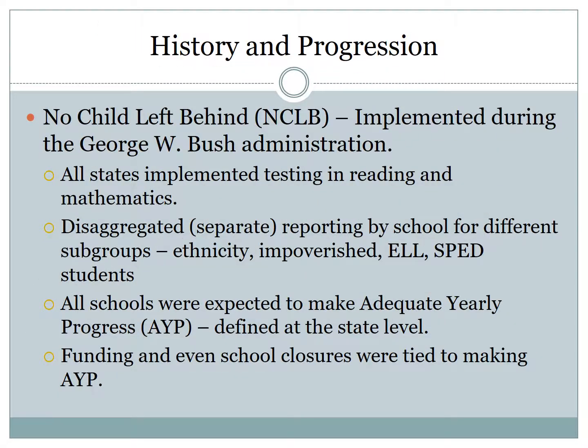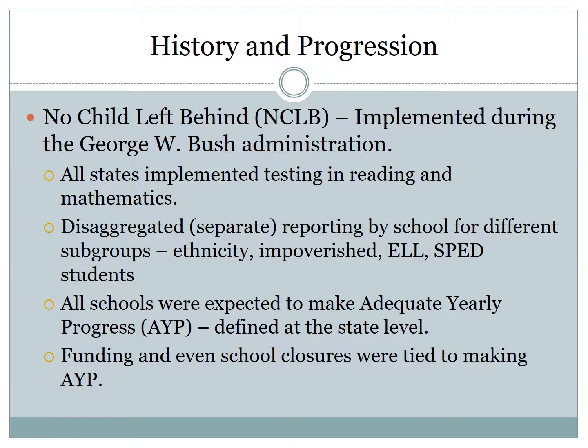Let's take a brief look at a history and progression of testing in the United States. Testing really came in big time with the provision of the No Child Left Behind law, which was implemented during the George W. Bush administration in the early 2000s. At that time, all states started to implement testing in reading and math, and the law allowed for disaggregated or separate reporting by school for different subgroups, for example, by ethnicity. So there would be reports broken out to show the progress of Black students or Hispanic students or white students.